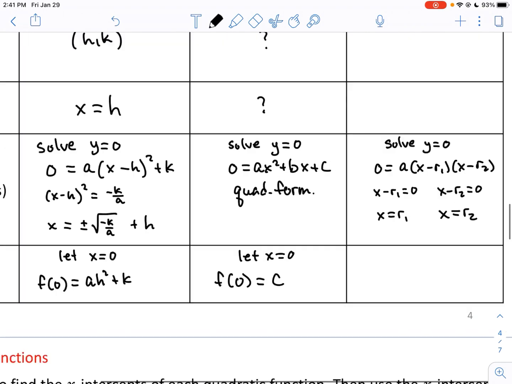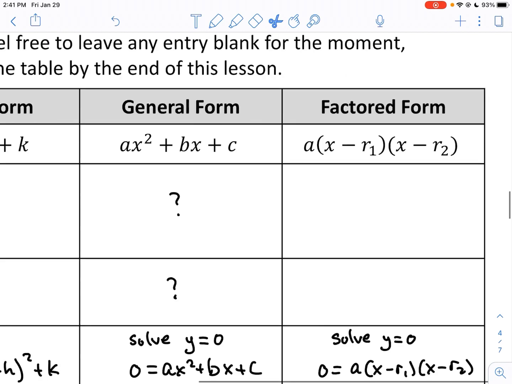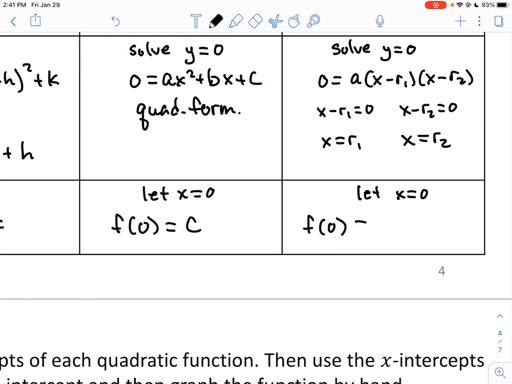The y-intercept is always found the same way. You let x be 0, and up here when you do that, when you change these two x's to 0, you get negative r1 times negative r2. That gives you r1 r2, and then times a. So plug 0 into the function, and you wind up getting a times the product of the intercepts. Again, you don't need to memorize this.